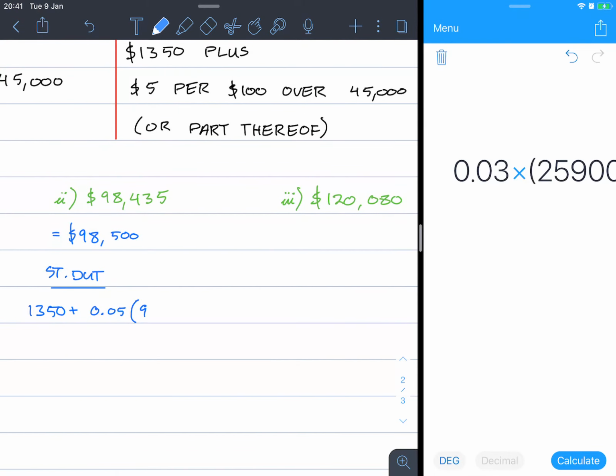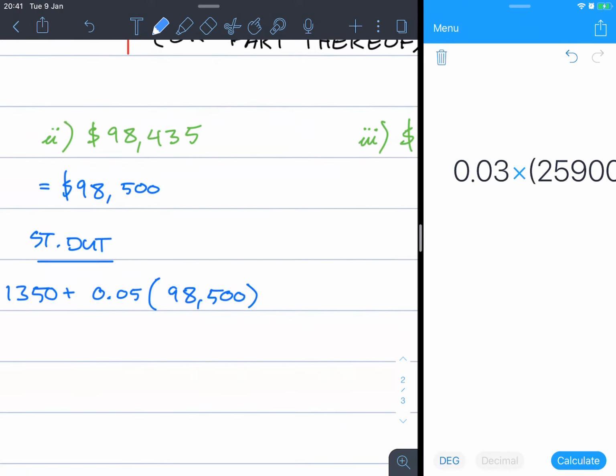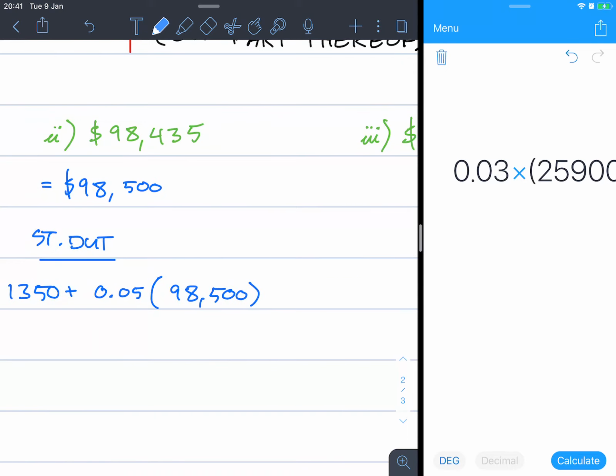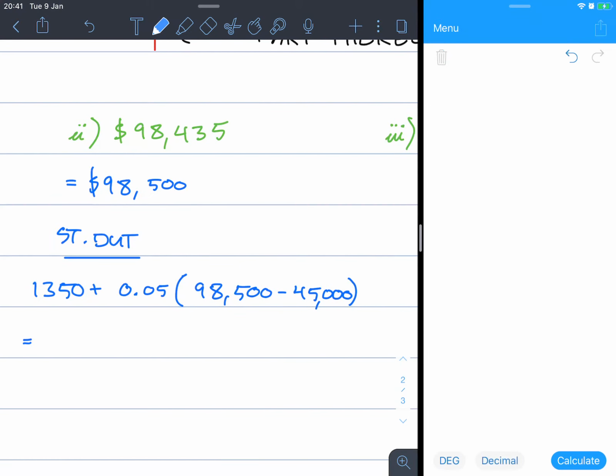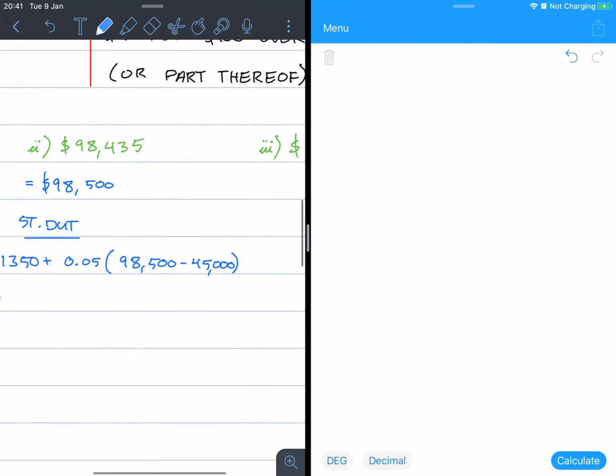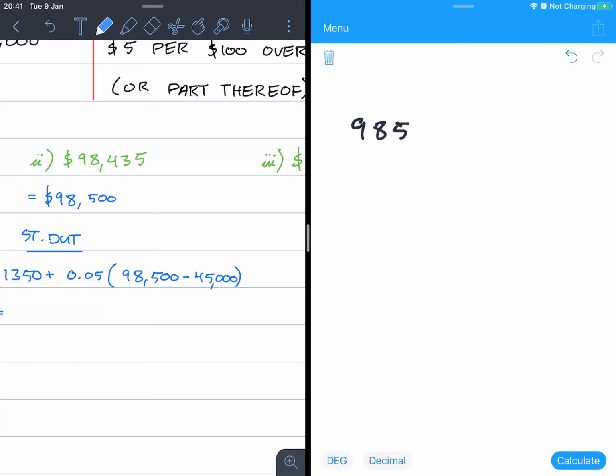So really, we don't charge 5% on the full amount like this. We only charge 5% on the amount over $45,000. And this is the amount over $45,000. Let's break this down into our calculator. So let's do 98,500 minus $45,000. And this is the amount that we're going to be calculating.